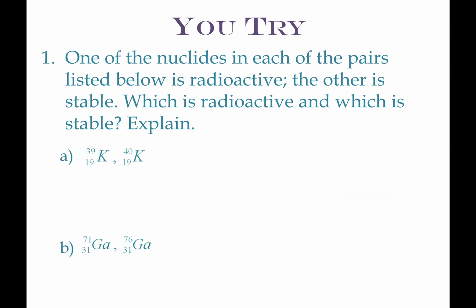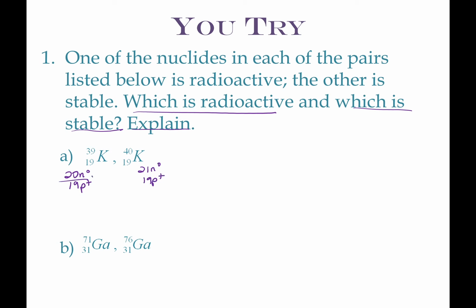I want you to try this, so pause it and try it. I'm going to go through them right now, so you need to pause it and try it yourself. One of the nuclides in each of the pairs is radioactive, the other is stable. Figure out which is radioactive and which is stable, and then explain. So 39 minus 19, this one has 20 neutrons and 19 protons. 40 minus 19, 21 neutrons and 19 protons.